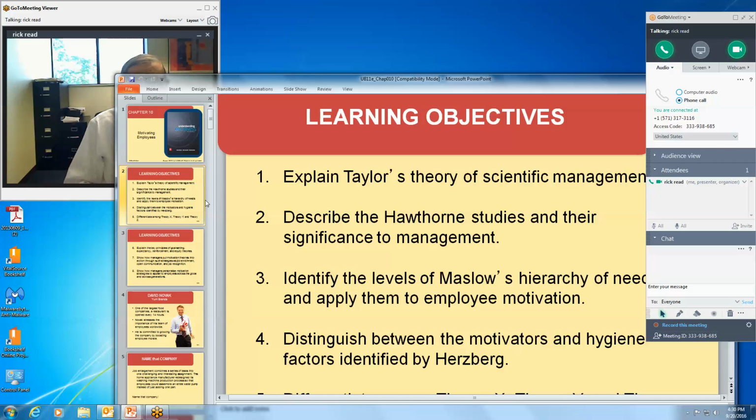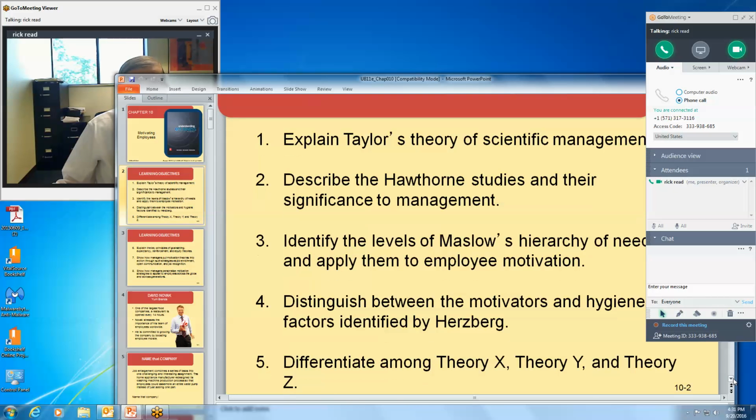Explain Taylor's theory of scientific management. Describe the Hawthorne studies and their significance to management. Identify the levels of Maslow's hierarchy of needs and apply them to employee motivation. Distinguish between the motivators and hygiene factors identified by Herzberg. Differentiate among theory X, theory Y, and theory Z.